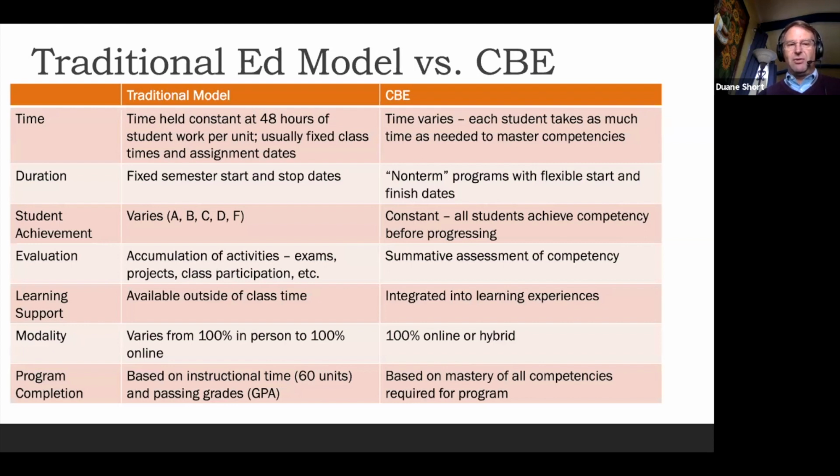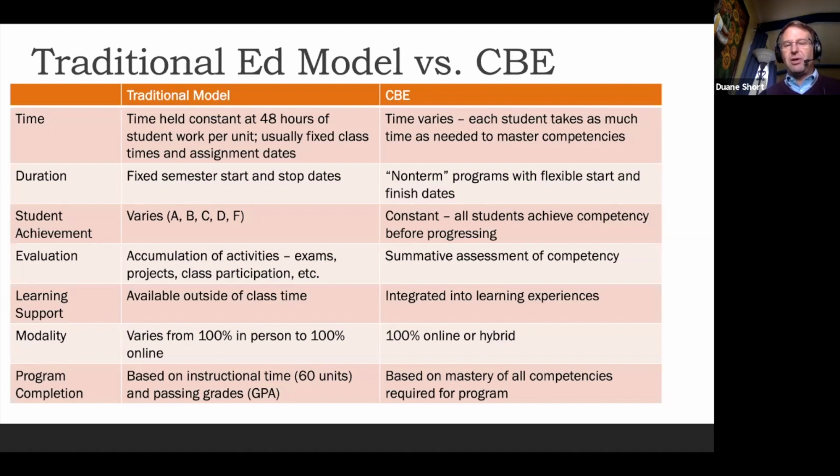Evaluation differs a little too. In the traditional model, yeah, we evaluate on how well students have achieved the competencies, but other things too, right? Like we might have class participation or exams. There are lots of things that kind of blend into that grade. In CBE, it would just be evaluated by that summative assessment. If the student can do it, then they've achieved the competency. That's all that matters. We're done.